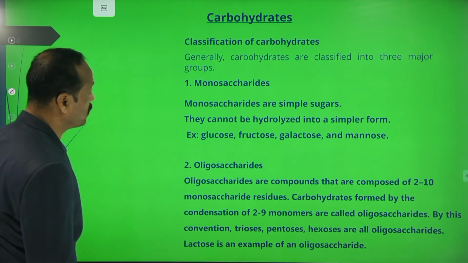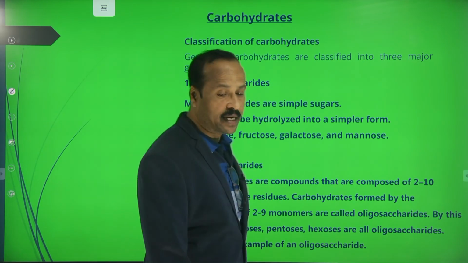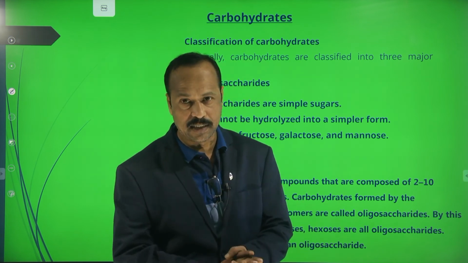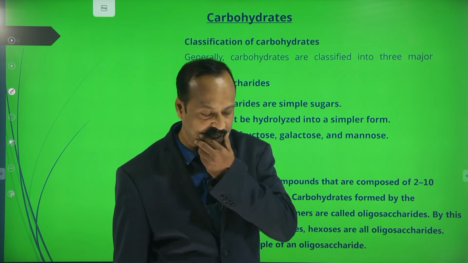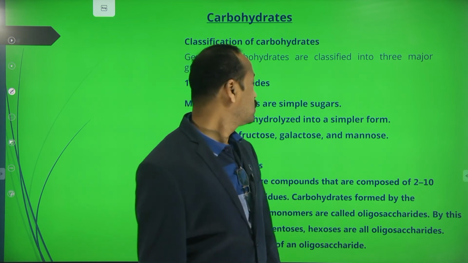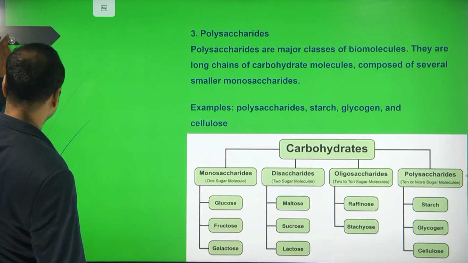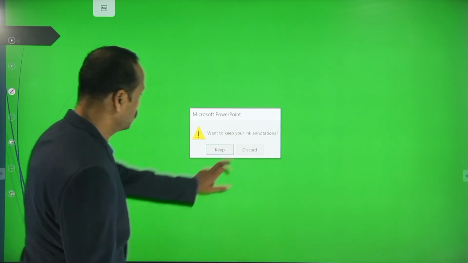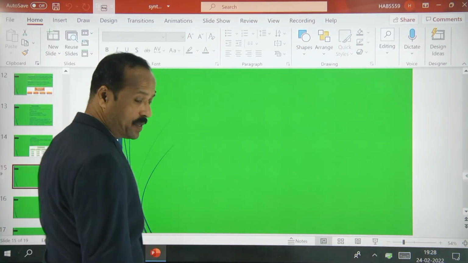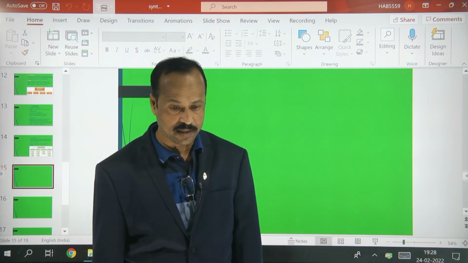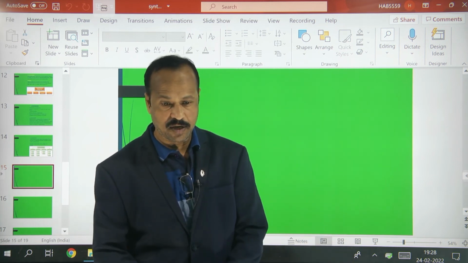There is one more topic, that is called carbohydrates. What is that? Carbohydrates. Okay, this carbohydrates we will discuss in the next class, carbohydrates and types of carbohydrates. So with this we complete our chapter, and along with this we complete our total syllabus. Yes, Avinash?